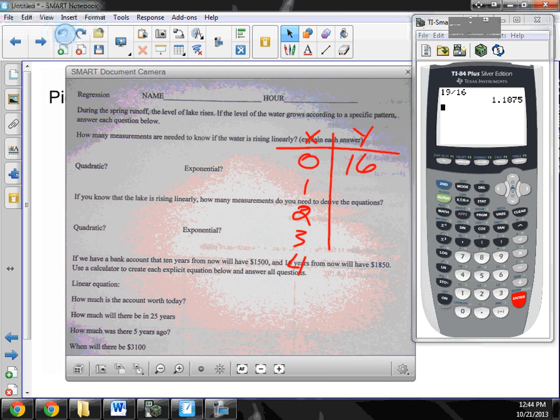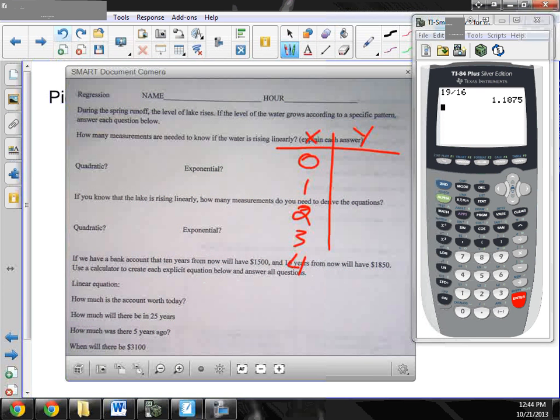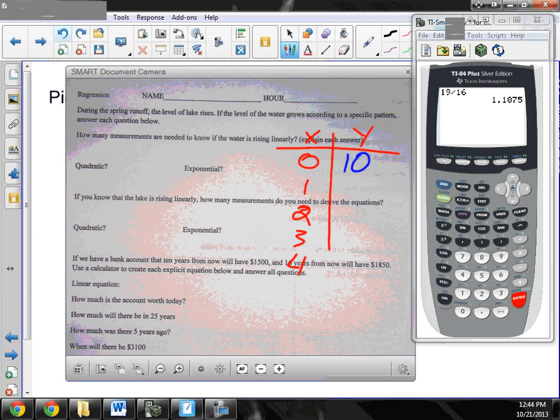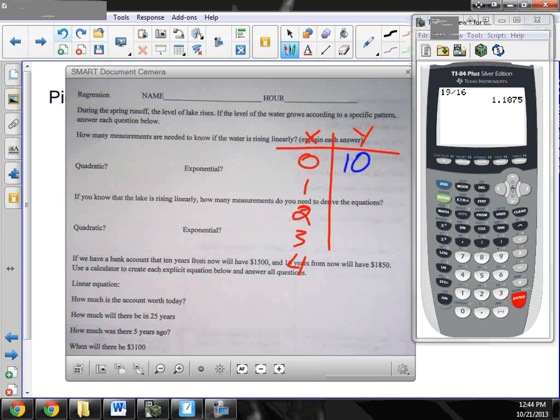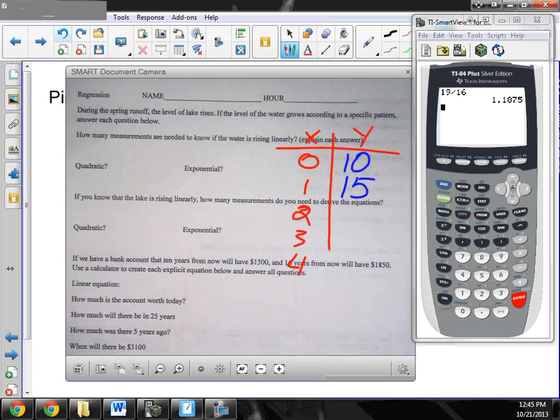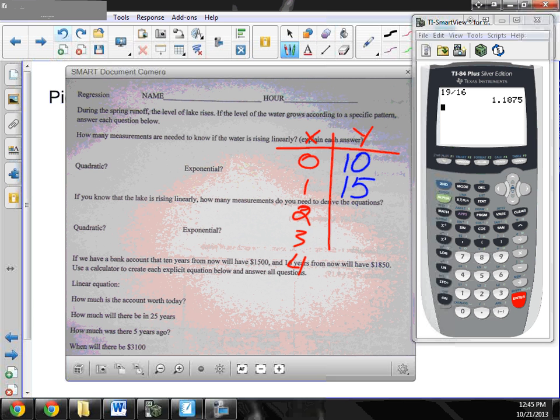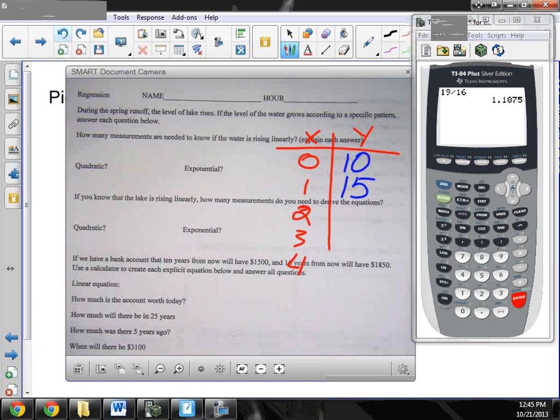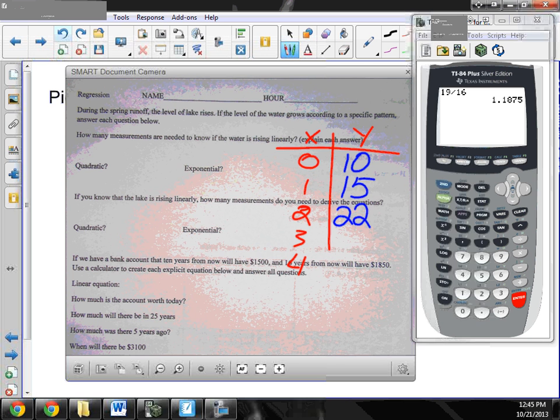So let's say there were 10 feet of water in the lake, and at the end of the first day there were 15. Is that enough to tell if it's exponential? No. What do I need? I need at least 1 more point. Let's see what that does. So let's say it's 22.